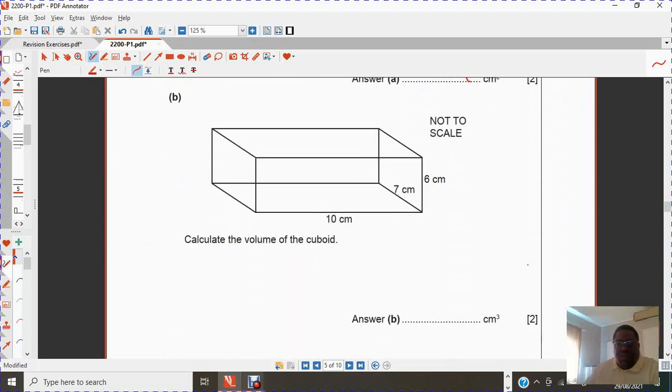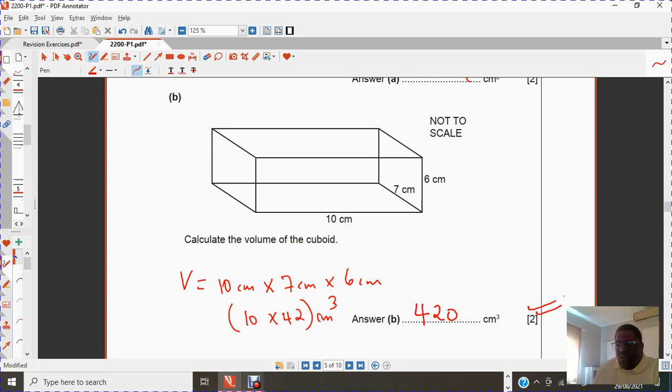Part B, you're supposed to find the volume of this cuboid. Again, you just simply multiply the dimensions together. And I hope that when you multiply, you know that it's easy sometimes to leave the 10 for later. It's better to say 7 times 6, which is 42, and then you multiply by 10, which you just do by adding a 0 there.